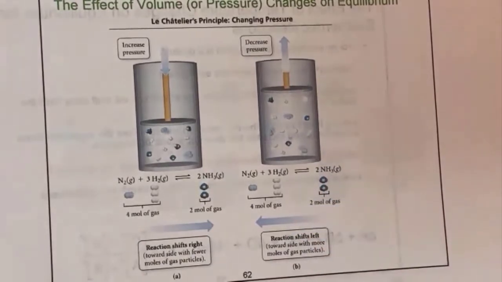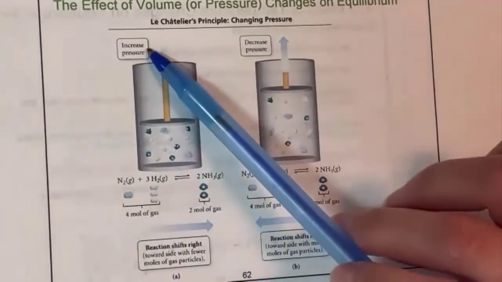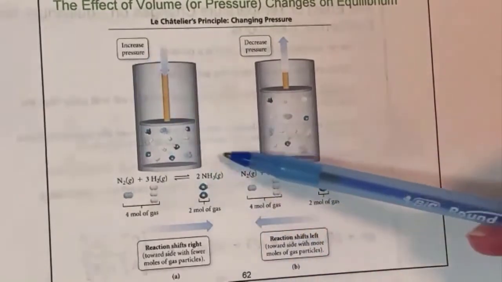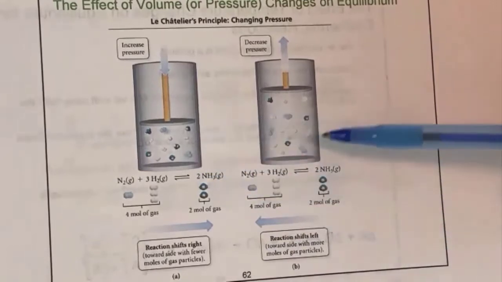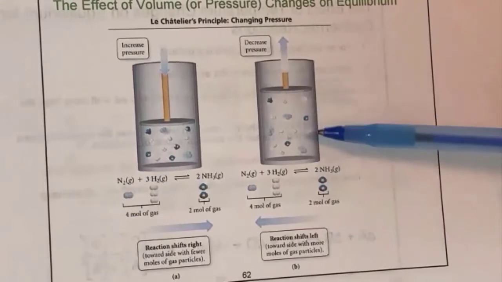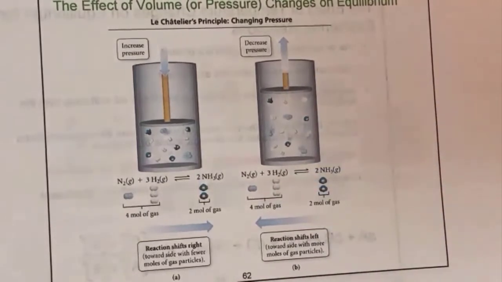Okay, so basically we have to start remembering, if I say decrease volume, it means the same as increasing pressure. When I have a small space here, small volume, it will go to the side with less moles of gas. When you have a lot of space, high volume, by decreasing the pressure, you will go to the side that has more moles of gas. Okay? So let's keep going.